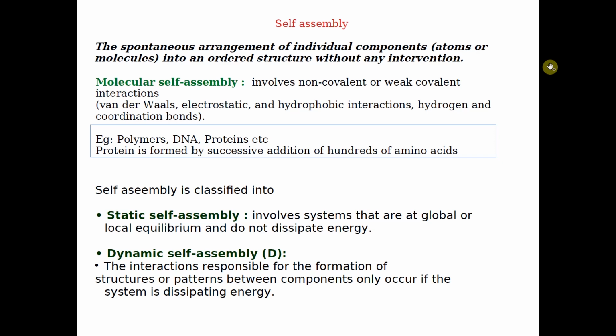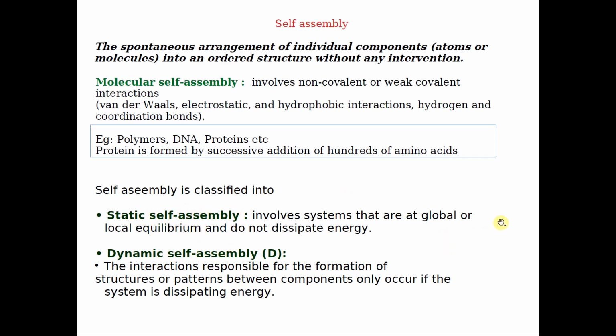If you remember your biology classes, then we know that protein is formed by successive addition of many amino acids. So now we come to the classification of self-assembly. We divide self-assembly into two: static and dynamic. Static self-assembly and dynamic self-assembly.